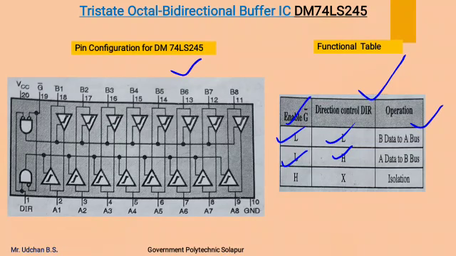And when the enable bar pin is high, then no data will flow in either direction, whatever be the status of the direction pin. Means it creates isolation between the two buses.